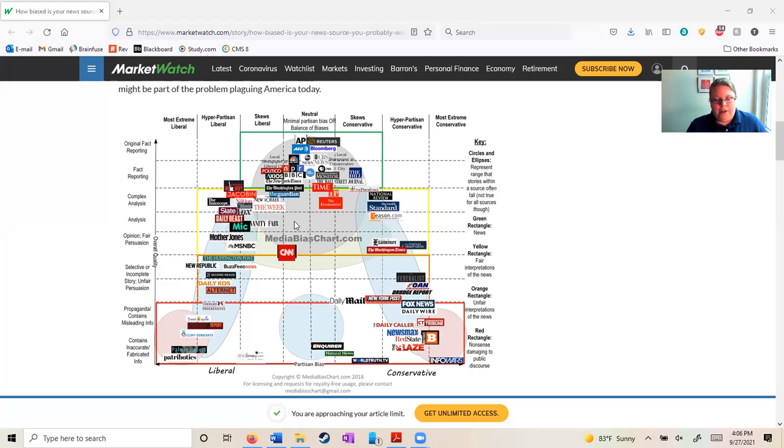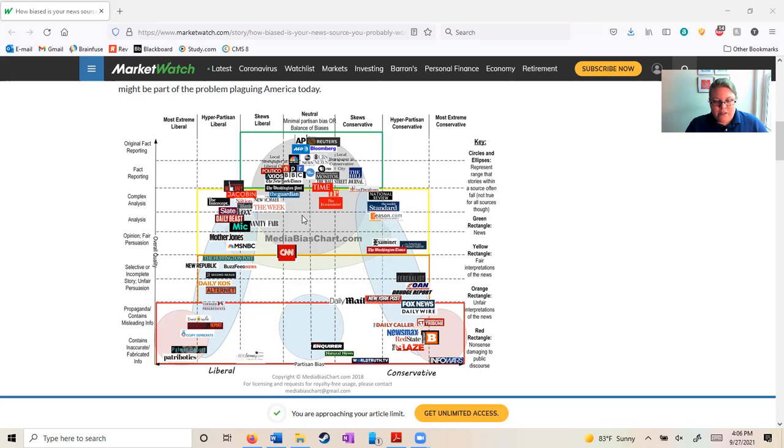fact reporting category. So anything from Reuters, AP, Bloomberg, NPR, NBC News, CBS News, Time, Washington Post, The Hill, The Wall Street Journal, BBC. I'm not going to keep going on, but all of these are fine.